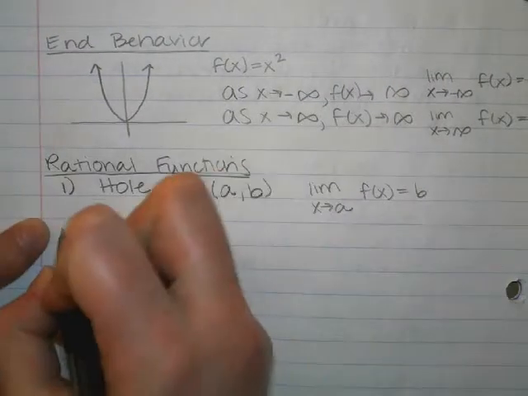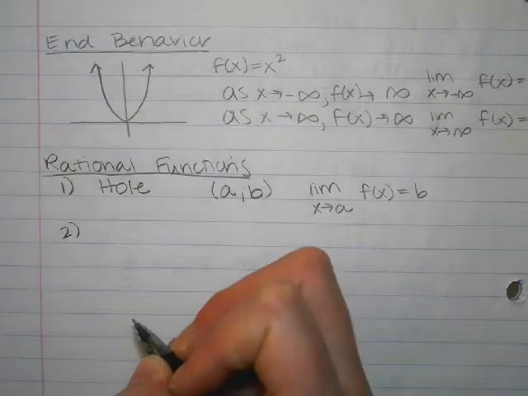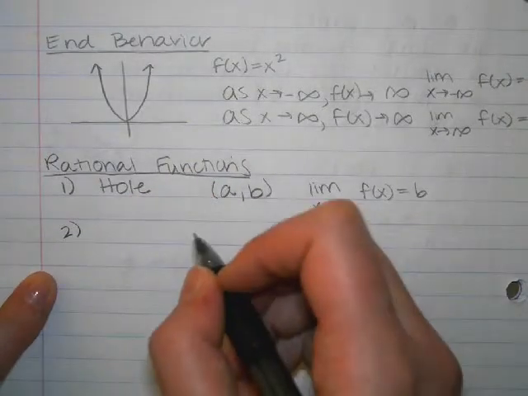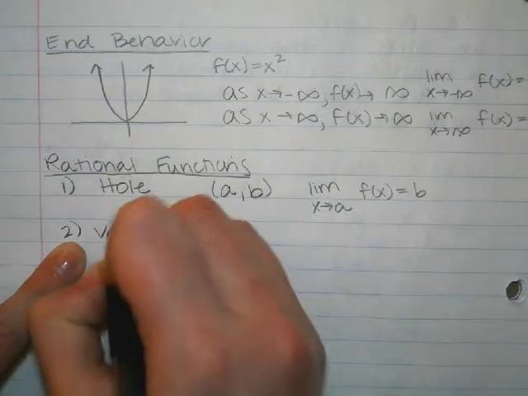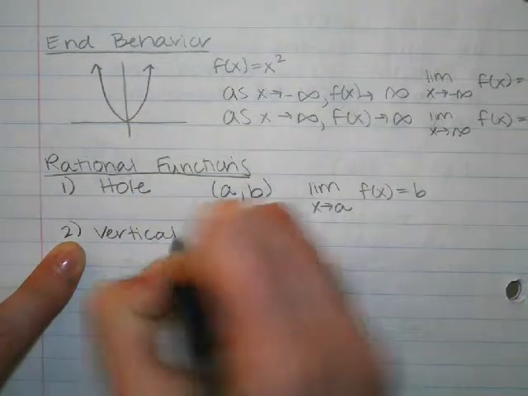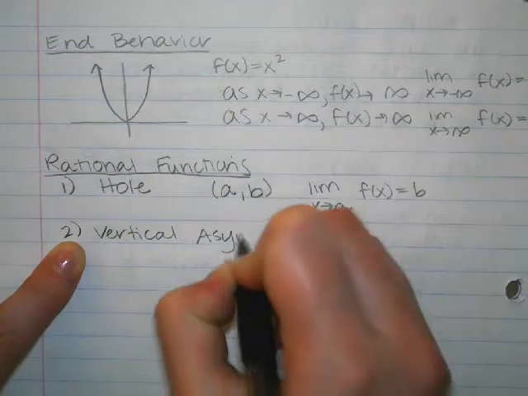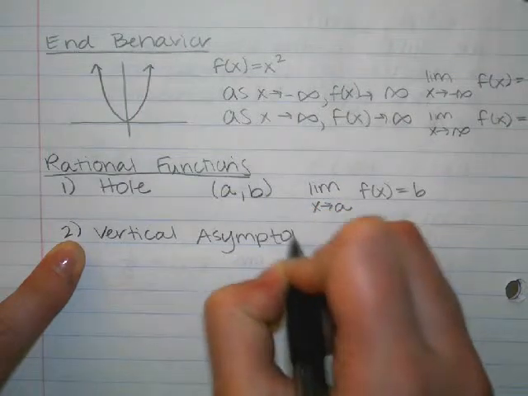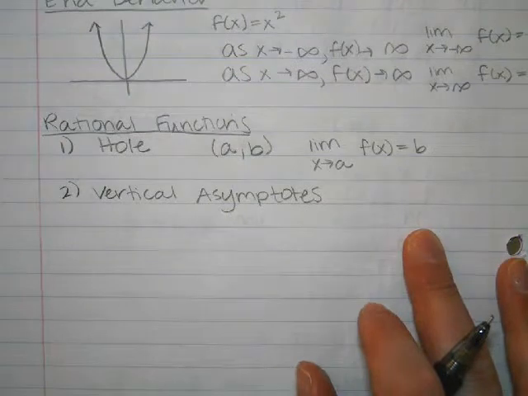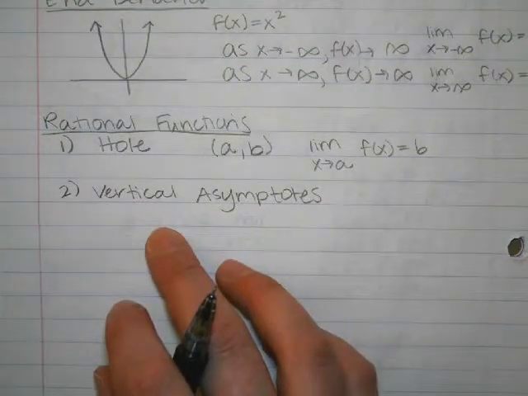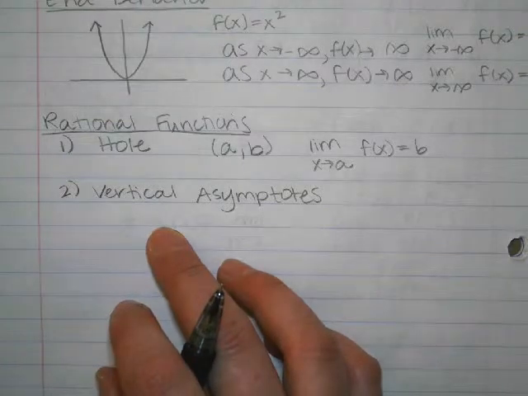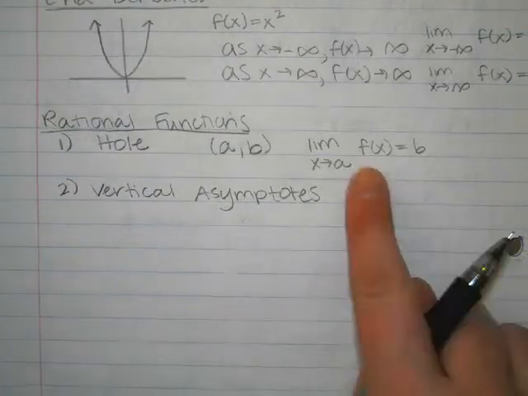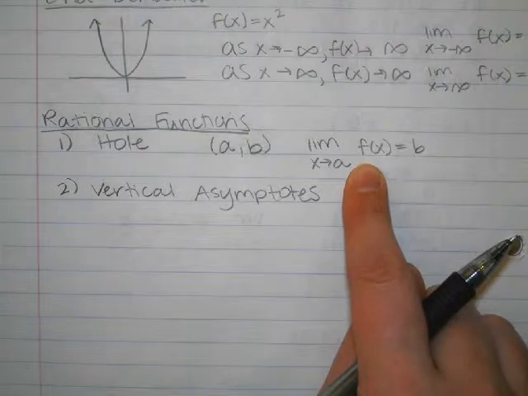All right, the second place that we always look for a limit is at vertical asymptotes. Got ahead of myself. Now, with the rational functions and finding the holes, we know that the hole is always in the middle of the curve somewhere, and so that's why we can just go ahead and write it exactly like this.